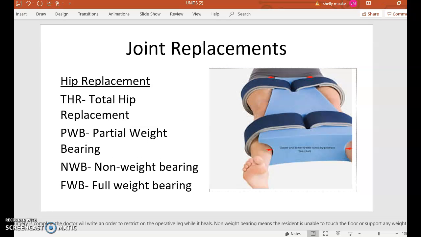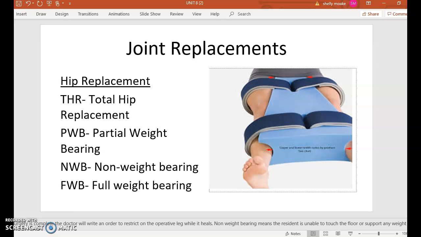Another common surgery, especially in the elderly, would be joint replacements. There is a hip replacement. THR stands for total hip replacement, and that is when they take the ball and socket joint and the top part of the femur and replace that.